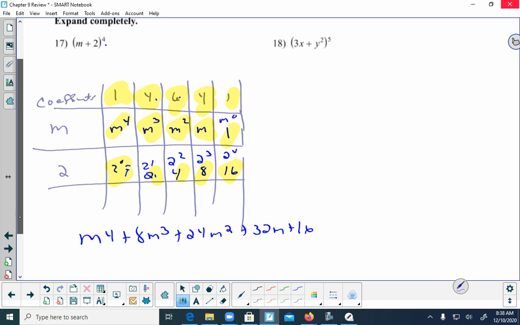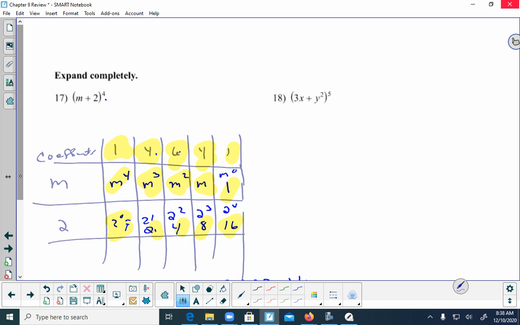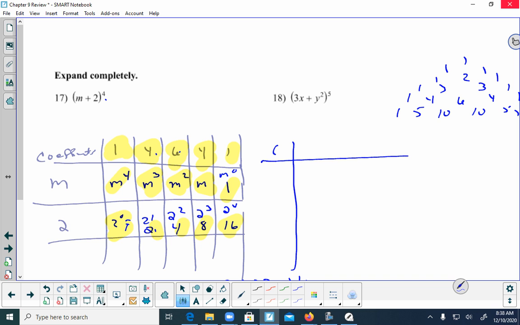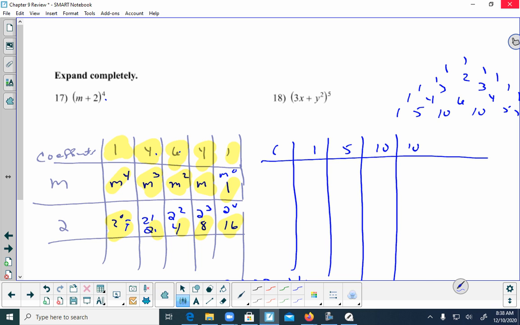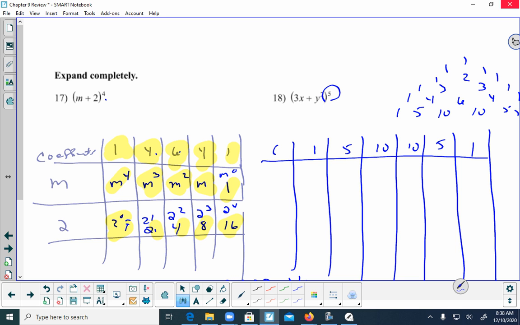Okay, doing number 18. I'm raising it to the 5th power. So if I do Pascal's triangle, so this is 1, 5, 10, 10, 5, 1. So my coefficients, I'll just write a C. The coefficients are going to be 1, 5, 10, 10, 5. Just a quick check. I have 1, 2, 3, 4, 5, 6 columns, which makes sense because I'm raising it to the 5th power. I should have one more term than the power that I'm raising it to.